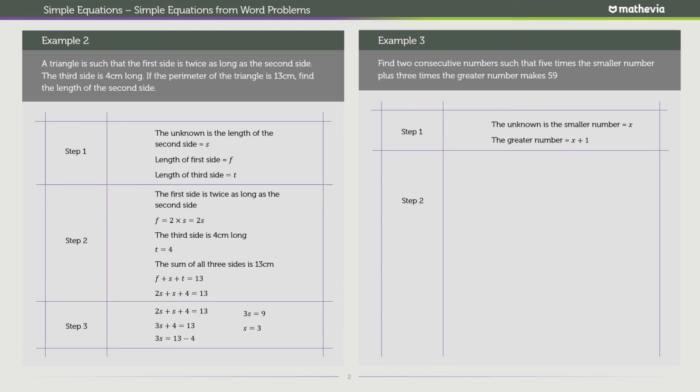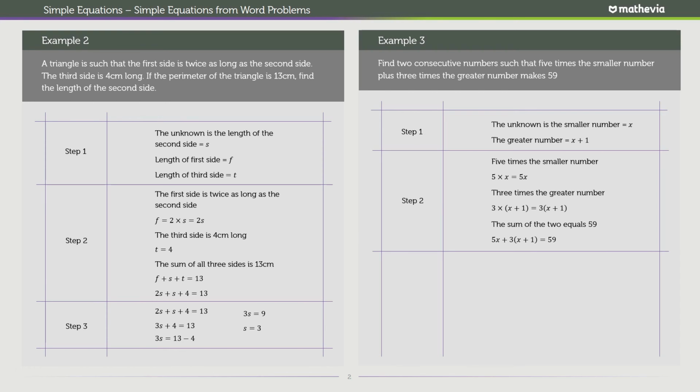Now, we're going to dissect the information in the question and express it in algebraic form. We have two consecutive numbers such that 5 times the smaller number, that's 5 times x, equals 5x, plus 3 times the greater number, which is 3 times x plus 1, and the sum of the two equals 59. So we have 5x plus 3 times x plus 1 equals 59. And we have our equation. Now we're going to go ahead and solve it.